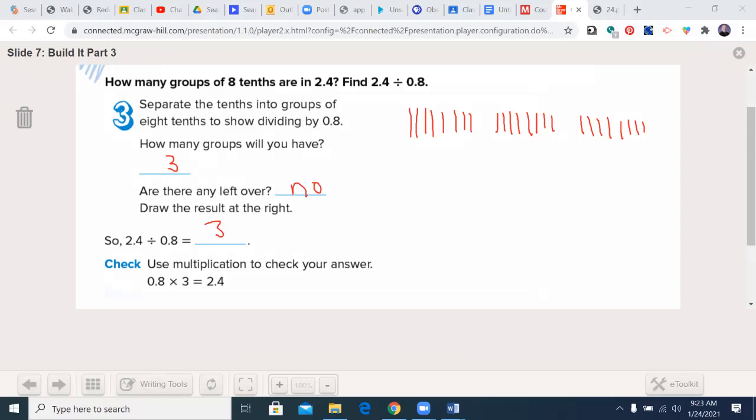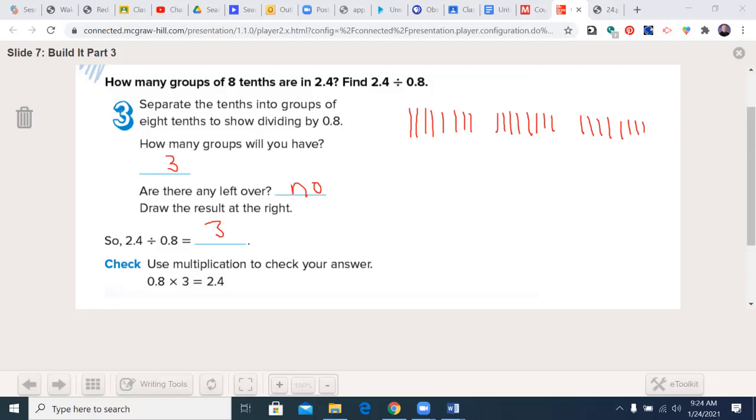And as always, you can check your work using multiplication or the inverse operation, no matter what you're doing. The opposite of division is multiplication. 0.8 times 3. 8 times 3 is 24. There's 1 digit after the decimal place. So it becomes 2.4. Go ahead and write those down. And then we'll move to the top of the next page, 450.